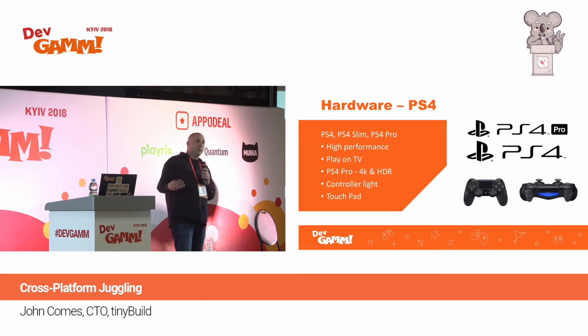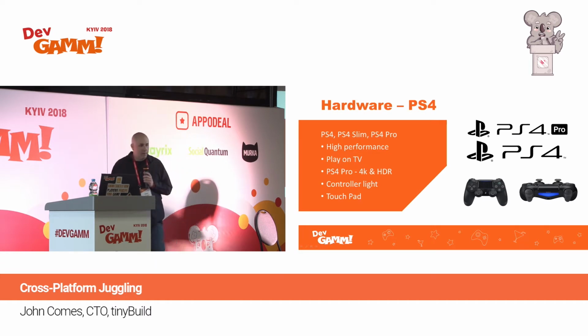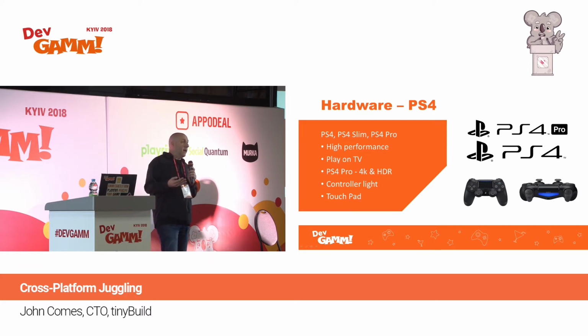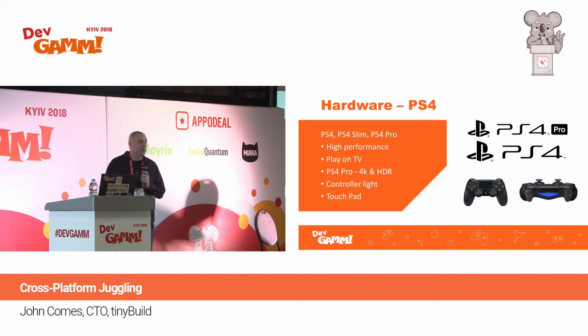So let's talk about, I'm going to go through the hardware of each one. So you have the PlayStation 4. Right now out you have the old PS4, the PS4 Slim, and the PS4 Pro. Those consoles are high performance. So if you build a game that really needs 60 FPS, these consoles can handle it well, especially the PS4 Pro. You play it on a TV, which is a bigger screen. The PS4 Pro supports 4K and HDR, but there's 2 things that the PlayStation does that none of the other platforms do.